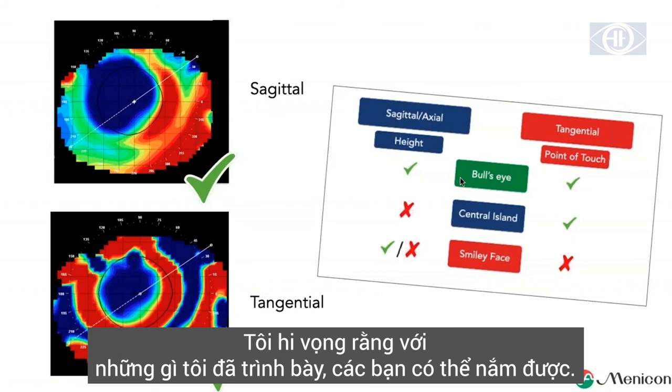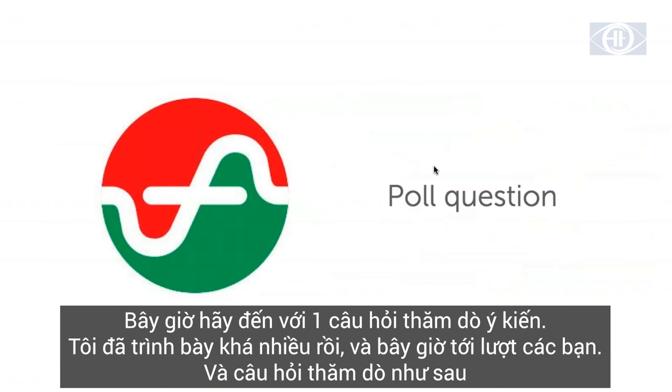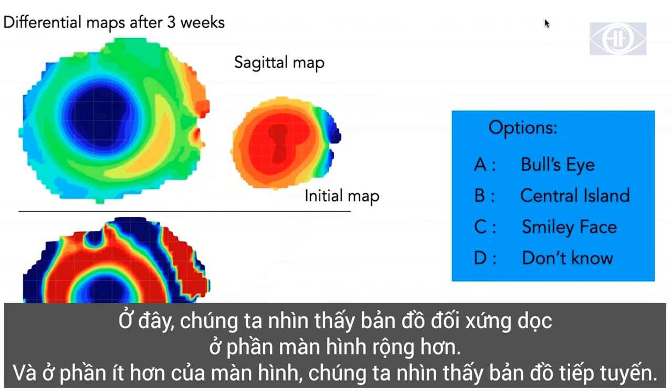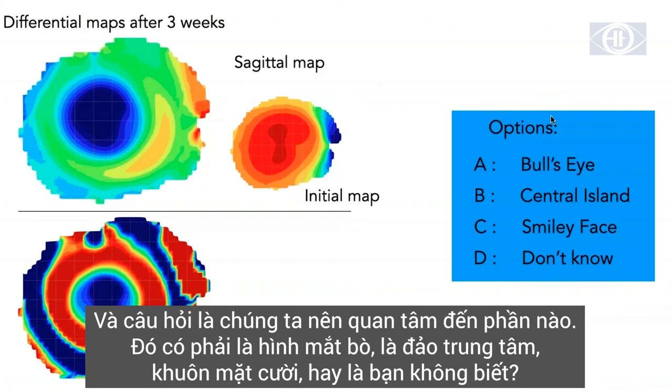Okay, let's go to a poll question. I talked a lot already, now it's up to you. The poll question is as follows. We see here only one eye. In the superior part of the screen we see the sagittal map, and in the inferior part we see the tangential map. The question is, what do we have to deal with? Is it a bullseye, a central island, a smiley face, or again, we don't know?